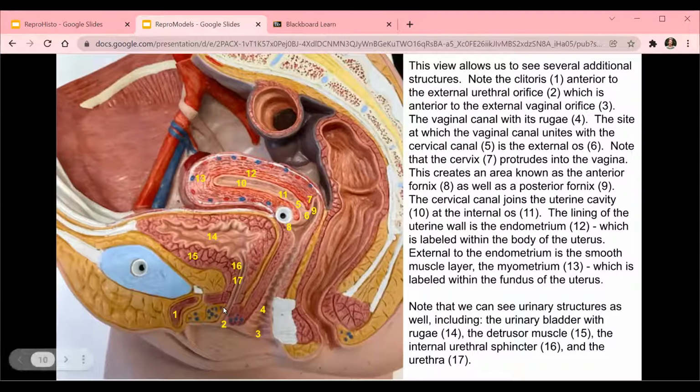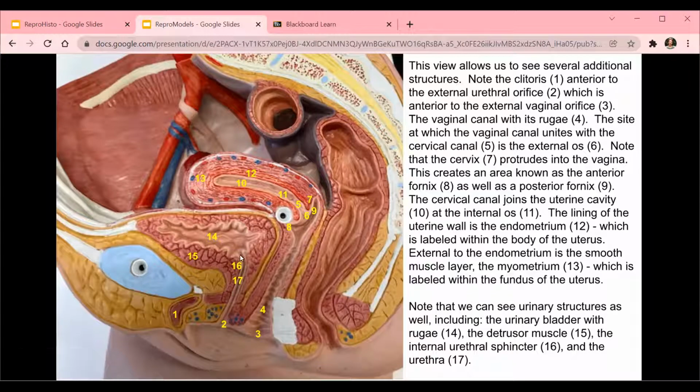This part is the urinary system. You can see the bladder. This region is the bladder. This is the cavity of the bladder with many rugae. And the muscle in the wall of the bladder is called the detrusor muscle. After that, you can see number 17, which is the urethra.